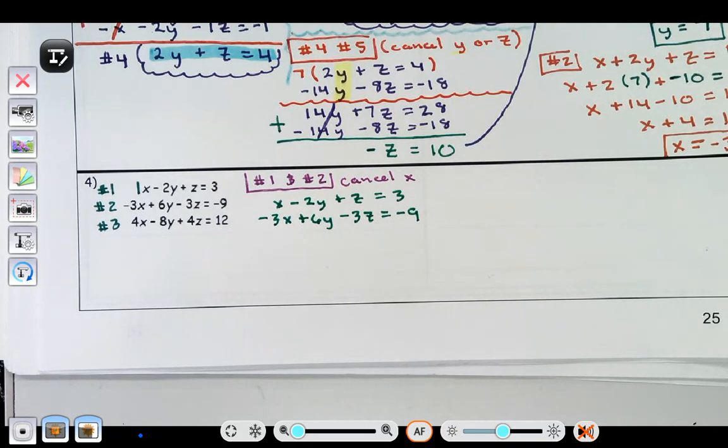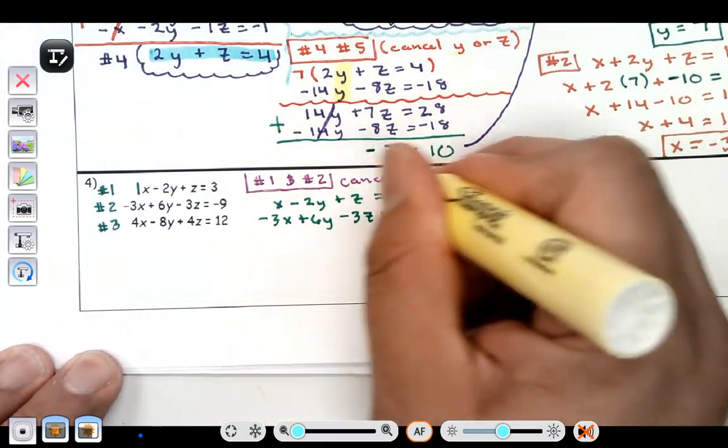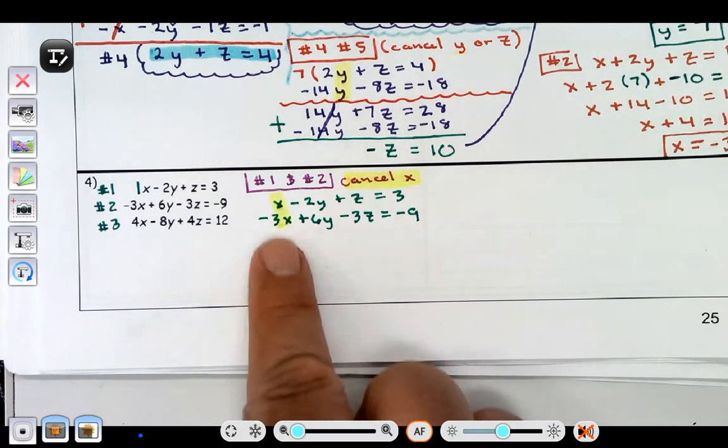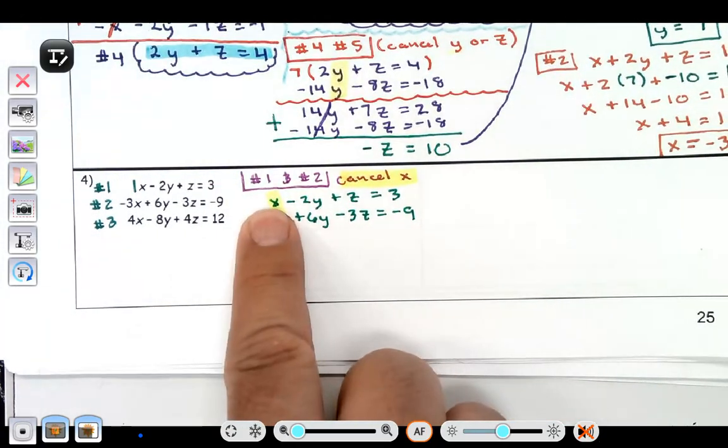Now, my goal was cancel the x first. So my job is to cancel the x. All right, but if this has a negative 3, think about it. What do I want to have up there?